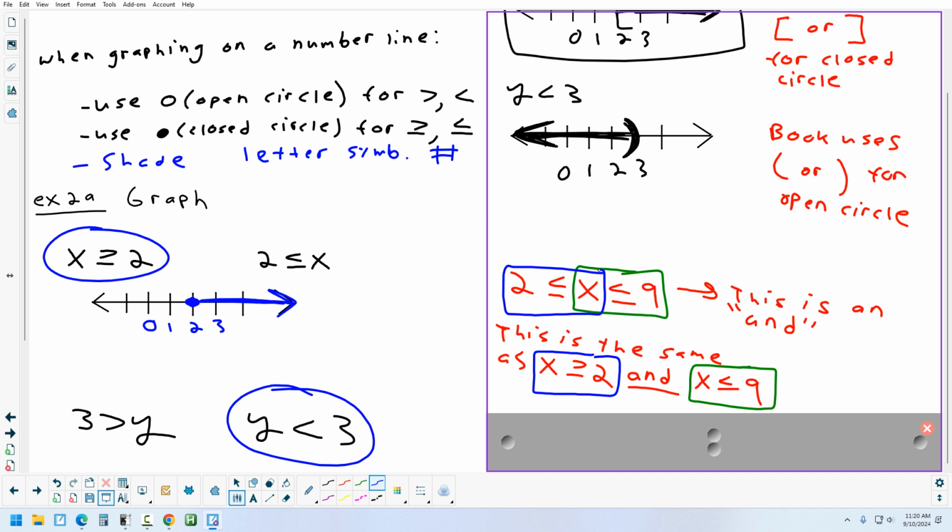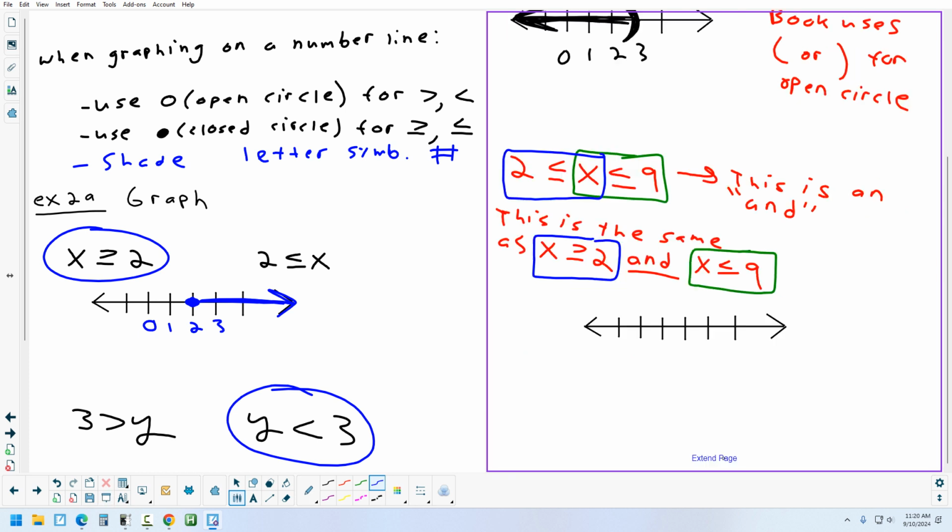So this basically means every number between 2 and 9, and you can include the 2 and the 9. So if I was going to graph this one, how many circles am I going to need? Two. I'm going to need 2 circles. The first one is going to go on what number? Two. First one's going to go on 2. And what kind of circle is it going to be? It's going to be closed. Yep, it's going to be closed. Filled in circle.